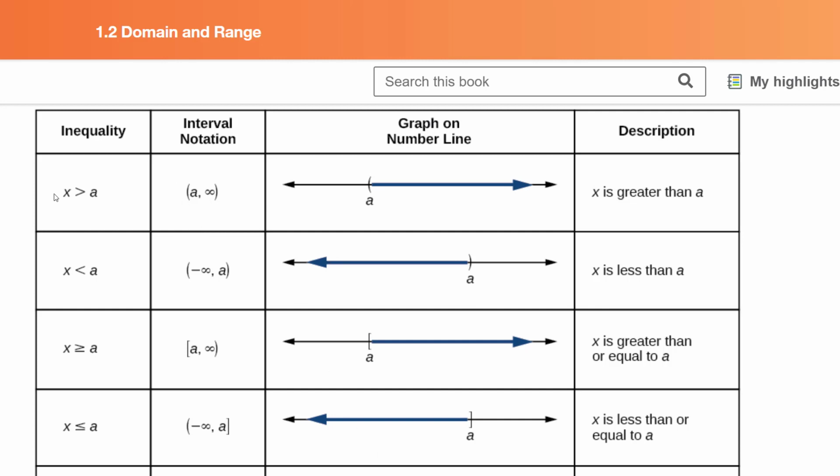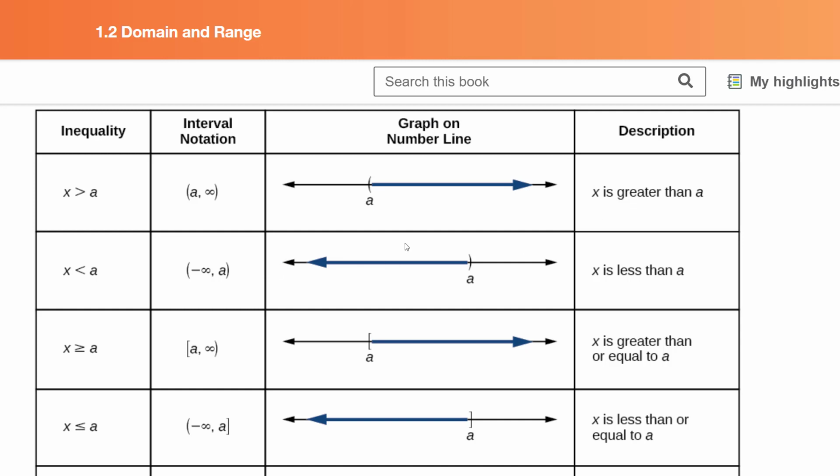And they said that if you want all x's strictly greater than A, we're going to go from A to infinity. Notice that we used a parentheses here, which means that we're not going to include A. This is what it looks like on a number line, and this is how you read it. X is less than A, you notice that we start with a smaller number, and negative infinity is smaller than all other numbers, so we go from left to right always. Here we went from A to infinity.